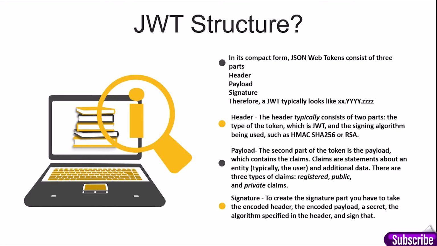Payload, the second part of the token, is the payload, which contains the claims. Claims are statements about an entity, typically the user, and additional data. There are three types of claims: registered, public, and private claims. And finally, the third part is the signature in JWT. To create the signature part, you have to take the encoded header, the encoded payload, a secret, and the algorithm specified in the header, and sign that. Through the signature, we verify whether anything has been changed in the payload or not.